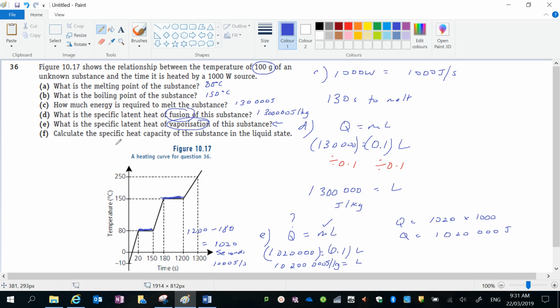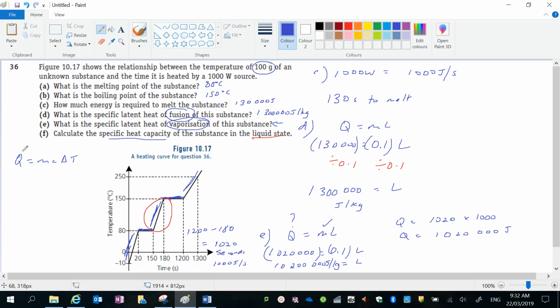Last question, calculate the specific heat capacity of the substance in the liquid state. So before you melt, that's solid. After you melt it is liquid. And after you boil is gas. So it's referring to this section, because we're talking about the liquid state. Okay, so it's a change in temperature. So we would not use Q equals mL. That's just for when you're changing state. A change in temperature, we would use Q equals mc delta T.